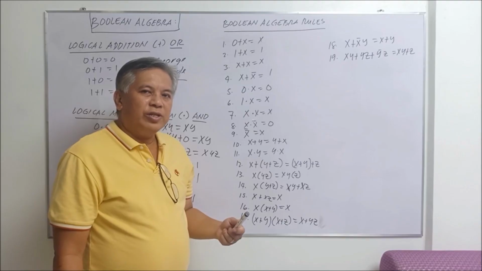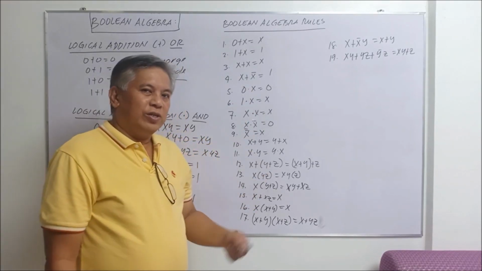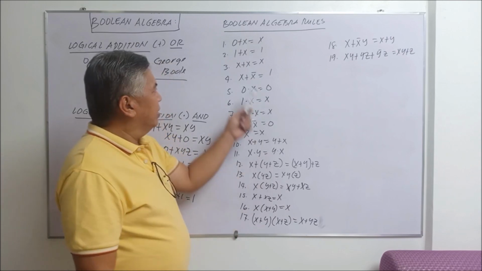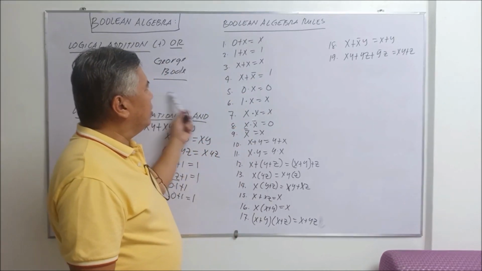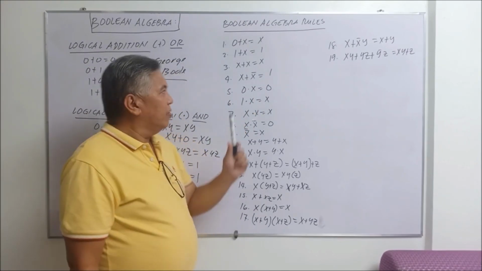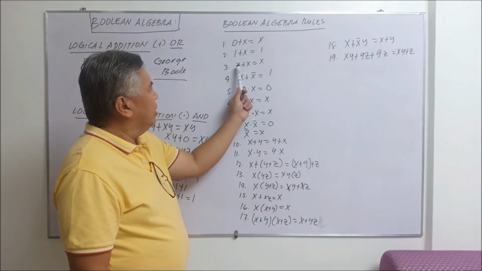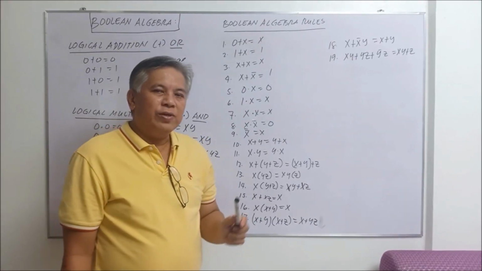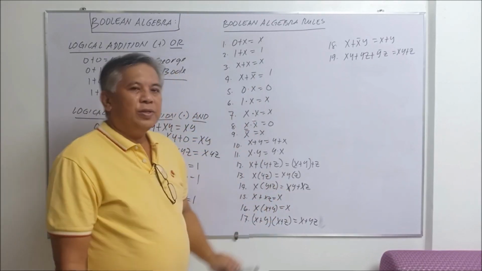Unlike in your modern algebra, where that is equivalent to 2x, there is no 2 in binary or in logical representation. It has only a value of 0 or 1. So just replace this x here with any value, either 0 or 1, and then you will have the same result.